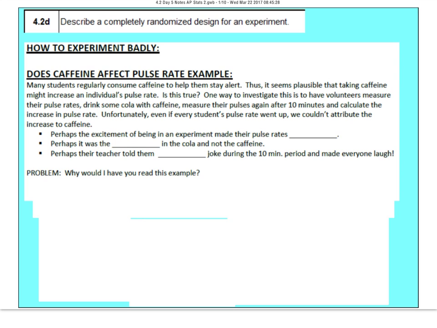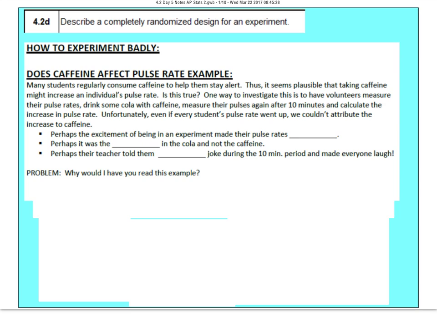Is it true? One way to investigate this is to have volunteers measure their pulse rates, drink some cola, measure their pulse rate again after 10 minutes, and calculate the increase in pulse rate. Unfortunately, if every student's pulse rate went up, we couldn't necessarily attribute this increase to the caffeine. There could be other variables out there.